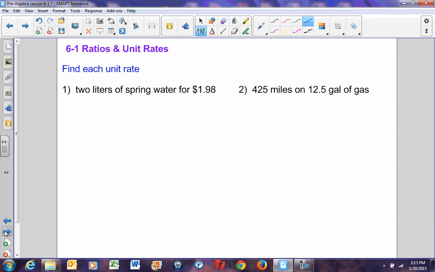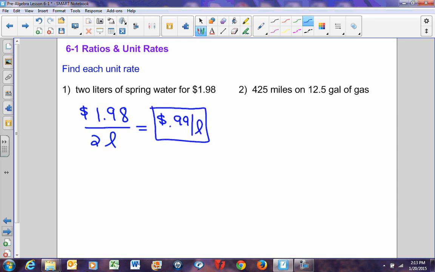Okay? If I have 2 liters of spring water for $1.98, that's cost, $1.98, over size, 2 liters. Always put labels in unit rates. You must always label. So 1.98, divide that by 2, and you're going to get 99 cents per liter. And that's a unit rate. And I always put my liters in cursive so it doesn't look like a 1 and get confused.